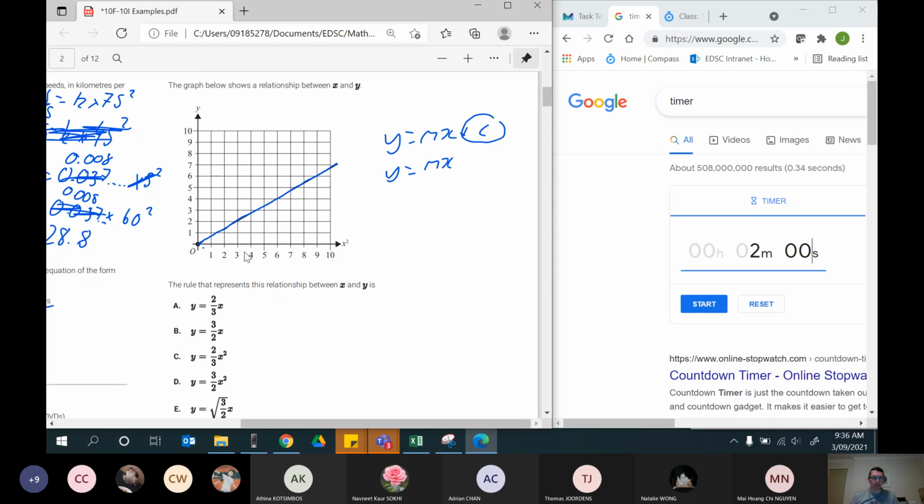And now the gradient. So I'm just going to try and find a nice point it goes through. Here's a nice point it goes through. It goes through, that's what, 6, 4. So the rise over the run, so it goes across 6 and it goes up 4. So rise over run is m. So m equals 2 on 3. So therefore, y equals 2x on 3, which is pretty good.